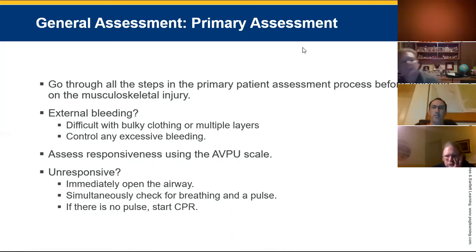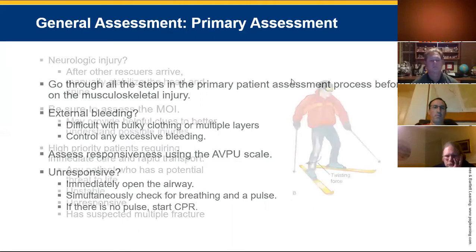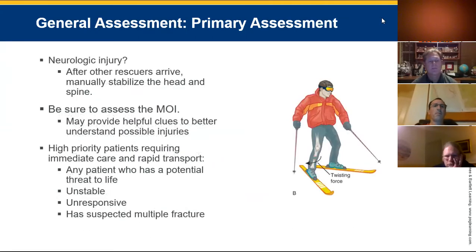Next slide, please. Continue with our primary assessment. The big thing is that mechanism of injury, figuring out what caused the injury, how it was caused, what it's going to affect. Is there any potential threat to life? Next, please.